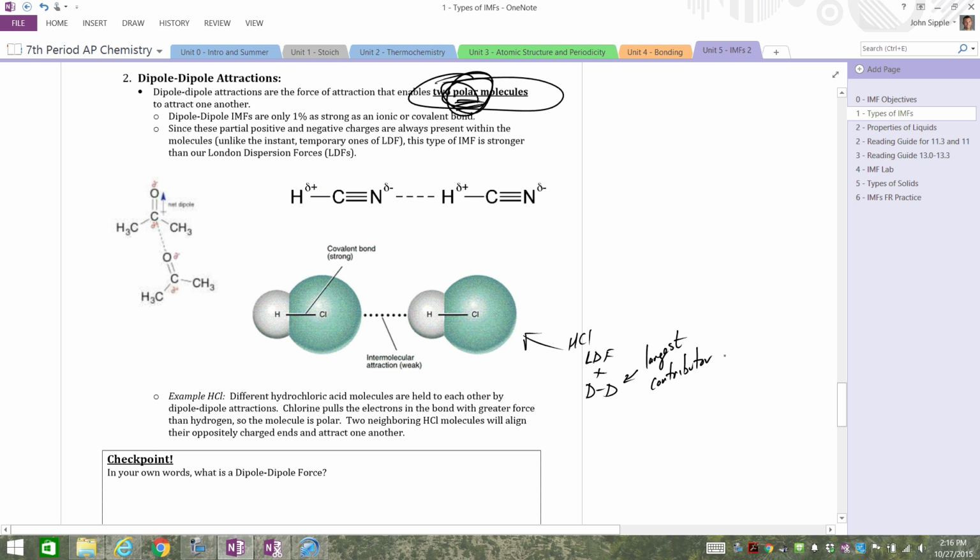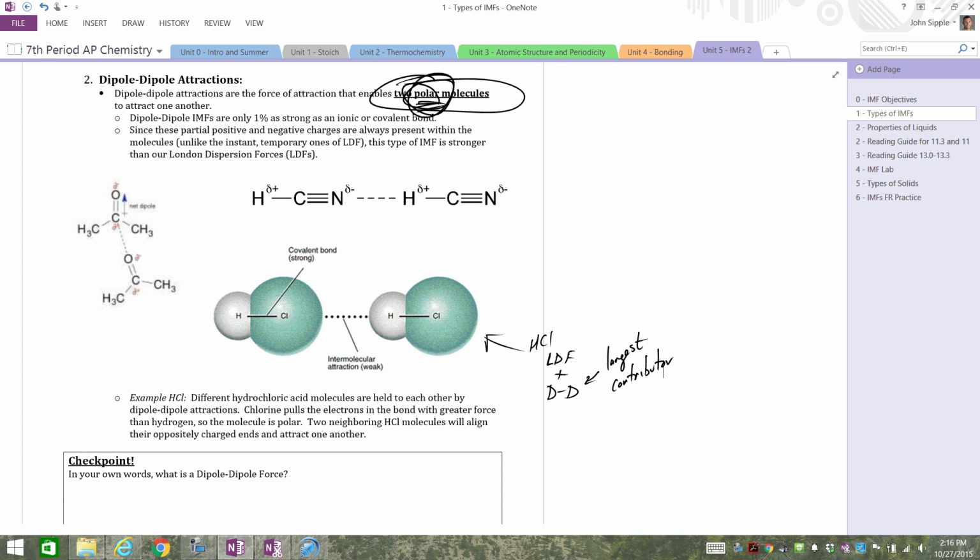The one that really matters is dipole interaction. HCl has mass, so it has London dispersion forces, but they don't really play any role in why HCl clings to other HCl molecules. It's because of dipole, which is a much stronger force.